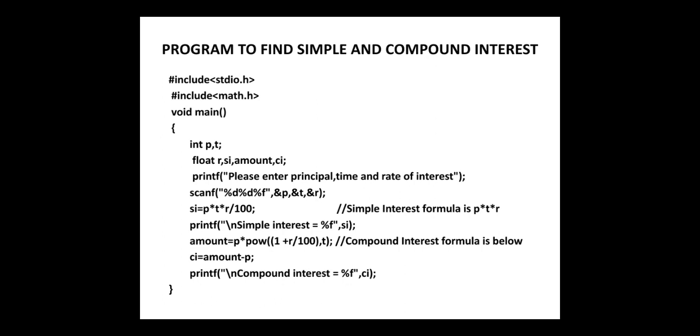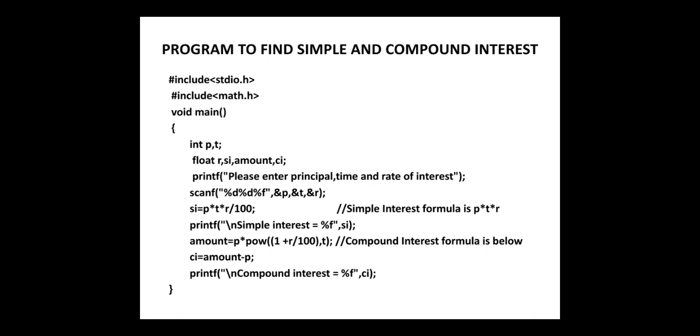Welcome. Now I am going to discuss the program to find the simple interest and compound interest. The formula for simple interest is PTR divided by 100, that is principal amount, time taken or duration, and the rate of interest, whole divided by 100. And the formula for compound interest is principal amount into (1 plus r by 100) to the power of t.